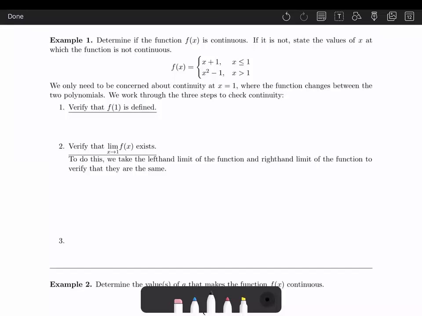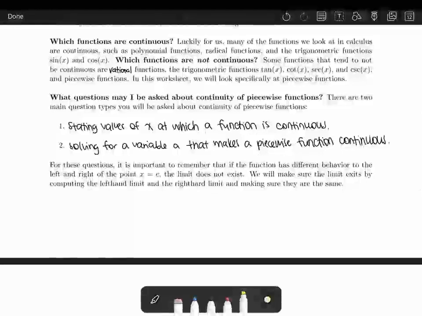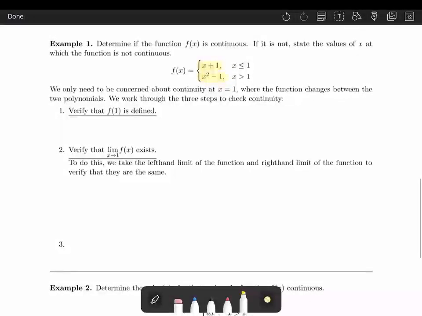First, we know that if a function is continuous, then it has to be defined at those points. One thing to point out first is that we are looking at x plus 1 and x squared minus 1, and these are both polynomial functions, which are on our list of functions that are always continuous. So for this question, we don't need to be concerned about continuity when we're less than 1 or greater than 1, but just where we transition between these functions, which is at the point x equals 1.